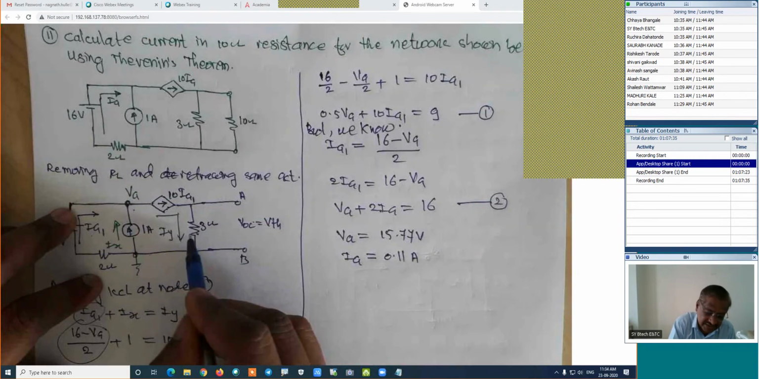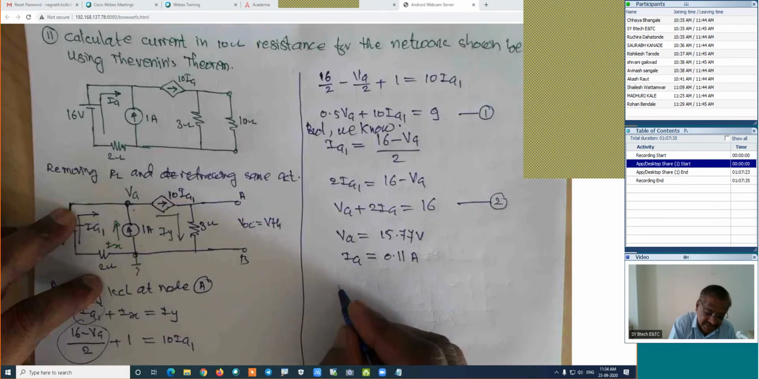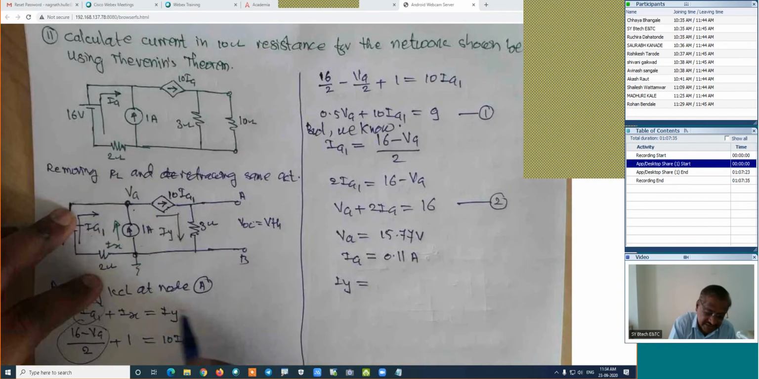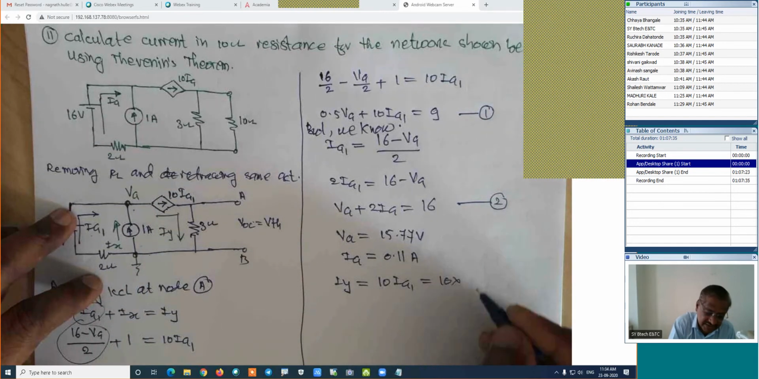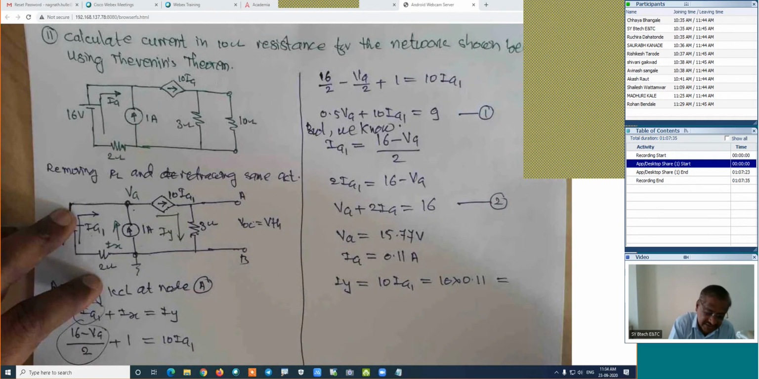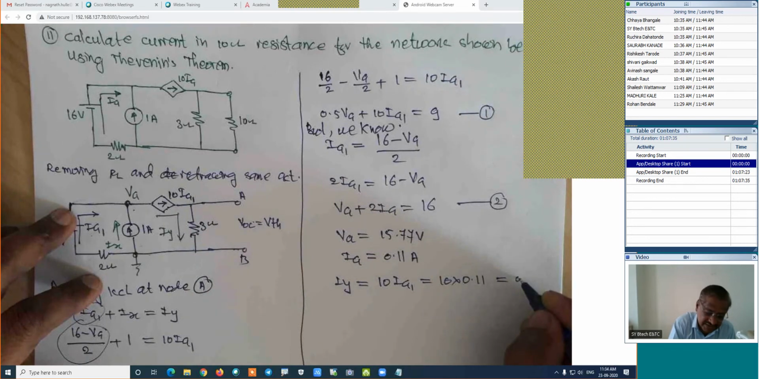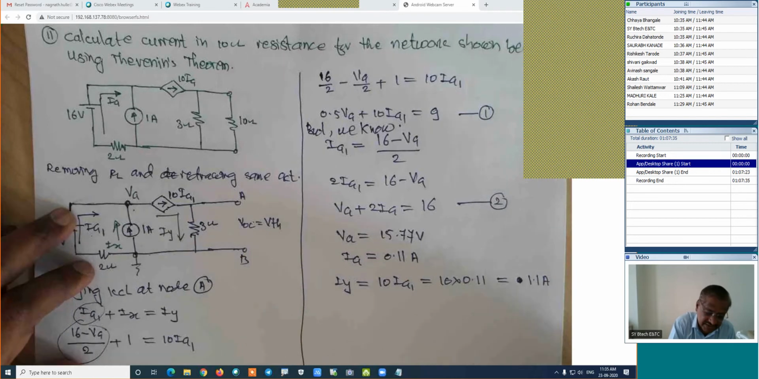Now, if we know this value, find out the VTH, because we are interested in this VTH. Means we have to find out this IY. First, I will find out the IY. What is the equation for IY? IY is equal to 10 into IA1, which is equal to 10 into 0.11. How much is the value? I guess it is 1.1 amperes. Is it right? 10 into 0.11, how much is the value? I guess it is 1.1 ampere.